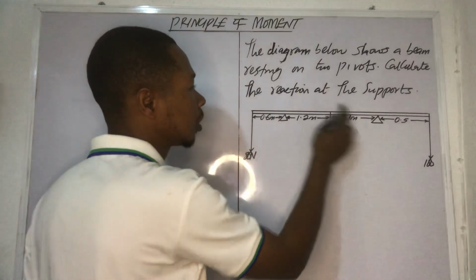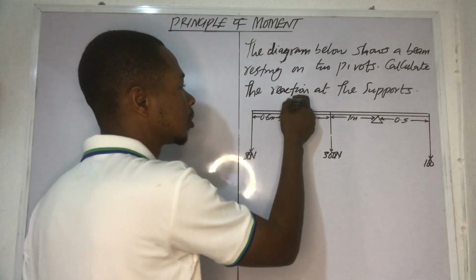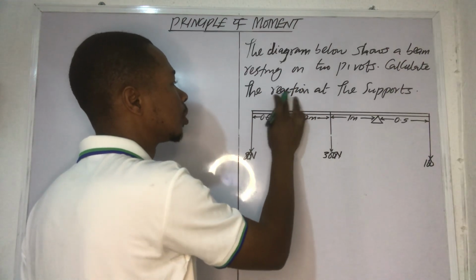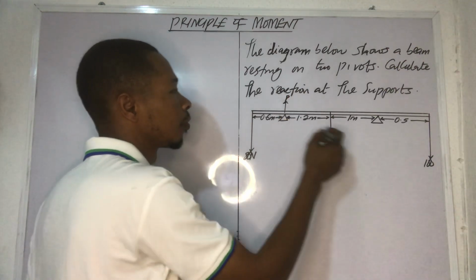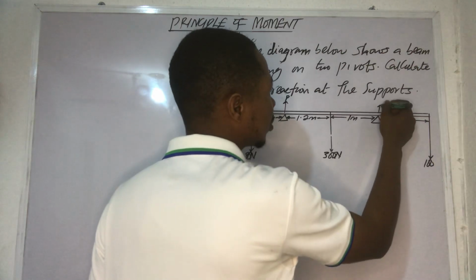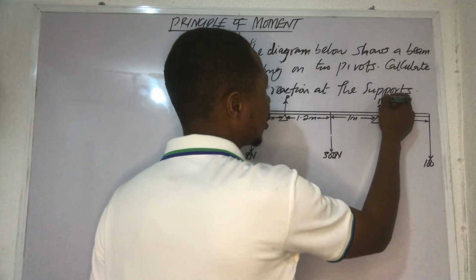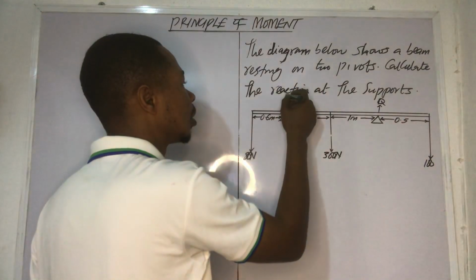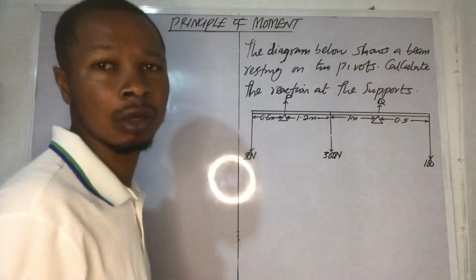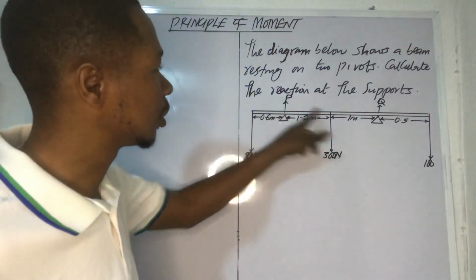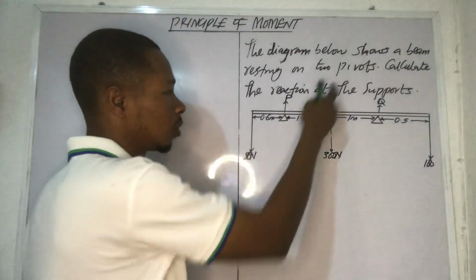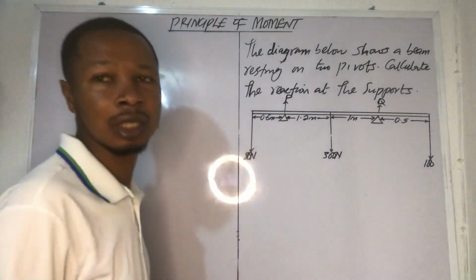These two supports will be acting upward. Let's say this is P. Then this other one, the support at this place, let it be Q. So you have P and Q acting upward. These two forces will be acting upward, while these three forces are acting downward. This one, and this one are acting downward.